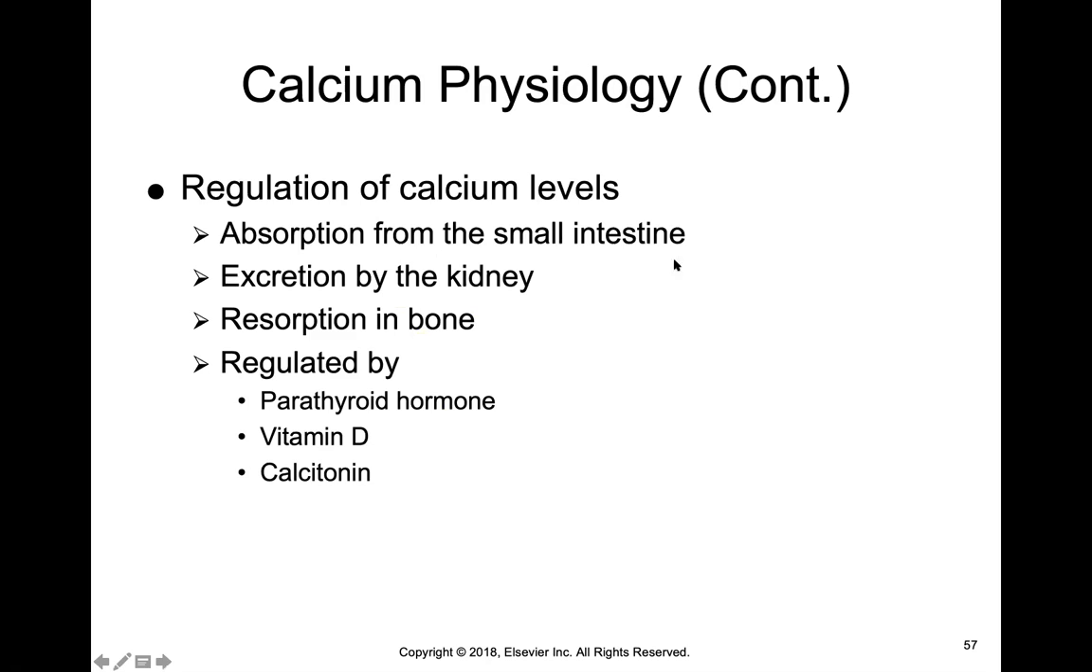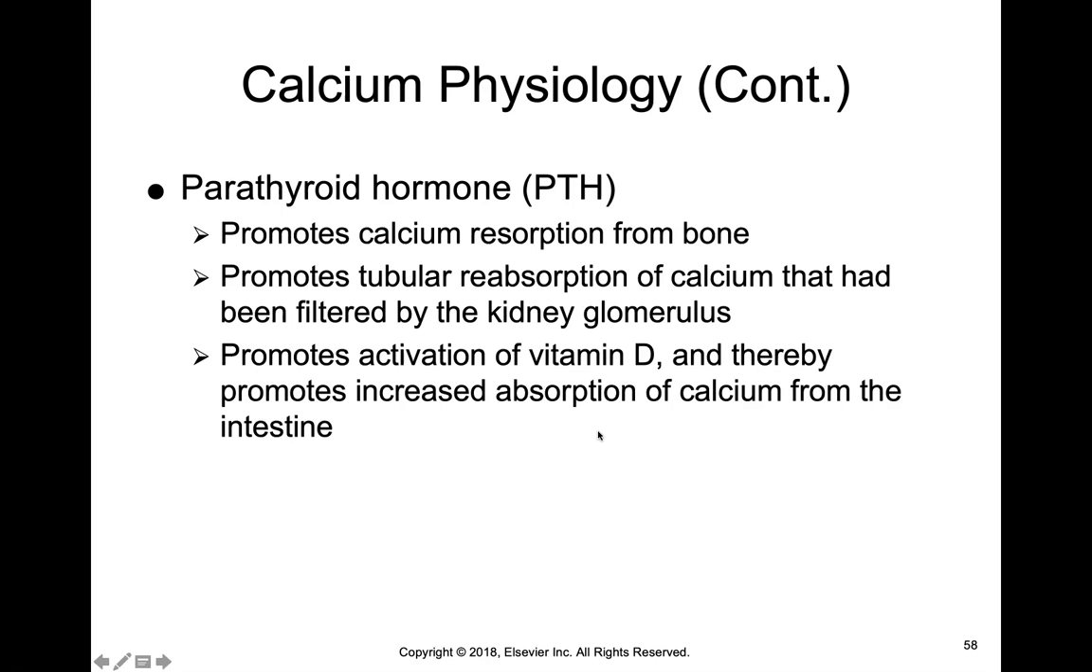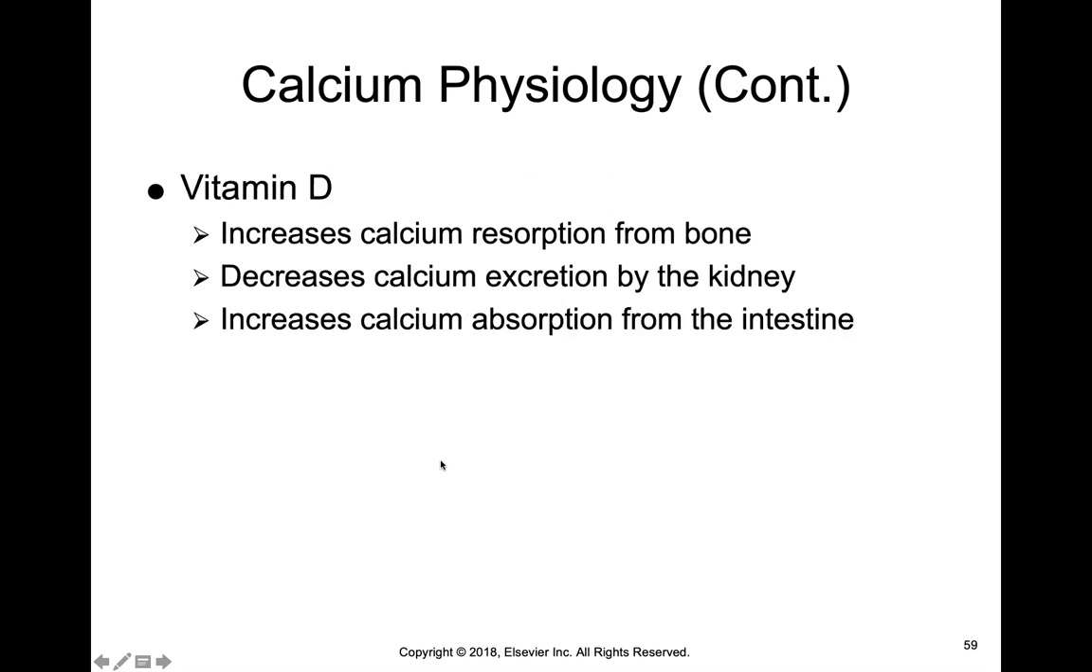Okay, so absorption is from the small intestine, specifically the duodenum, excreted by the kidneys. It is resorbed in bone, and calcium is regulated by these 3: parathyroid hormone, vitamin D, and calcitonin. Parathyroid hormone promotes calcium resorption from bone, and it promotes the tubular reabsorption of calcium that has been filtered by the kidney glomerulus. PTH also helps promote the activation of vitamin D, thereby increasing absorption of calcium from the intestine, as that is vitamin D's role.